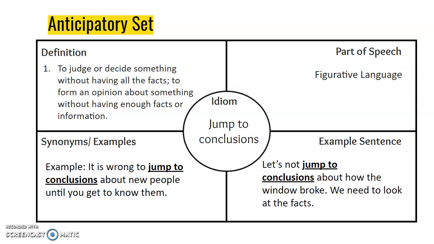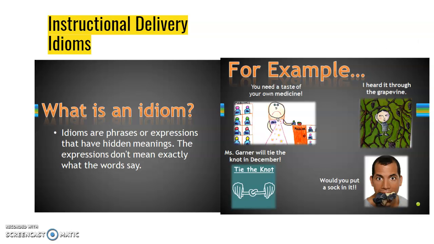It is a figure of speech, or the part of speech is figurative language. So, jump to conclusions is kind of like an idiom, and idioms are phrases or expressions that have hidden meanings. The expressions don't mean exactly what the words say. For example, you need a taste of your own medicine. You didn't create medicine yourself that you're going to taste.